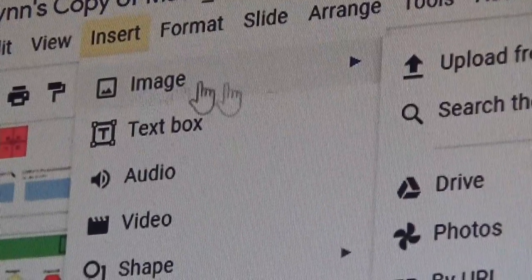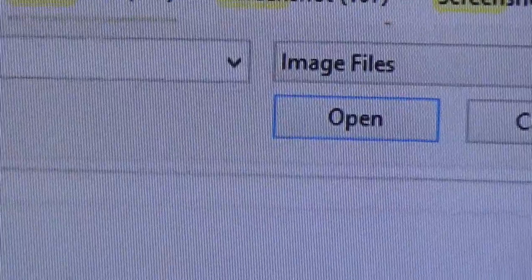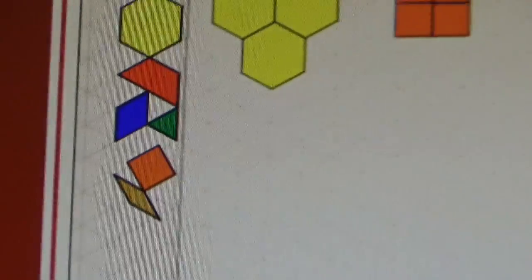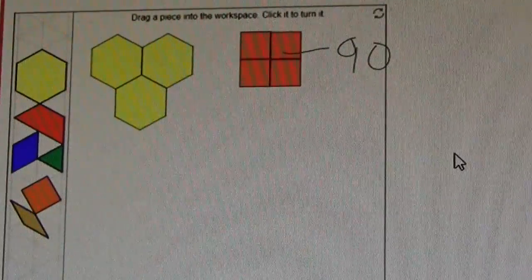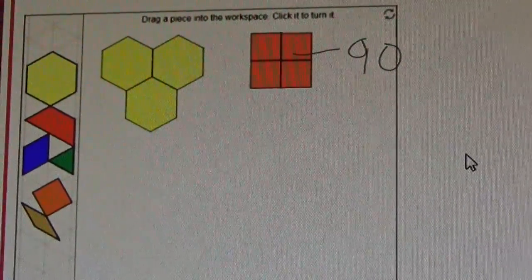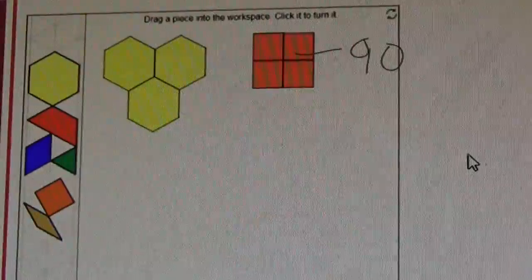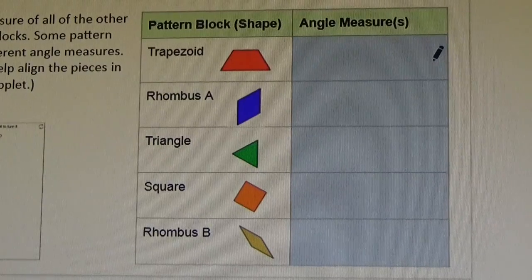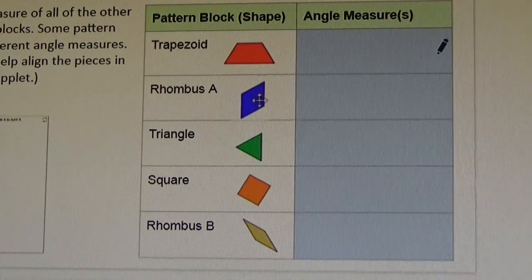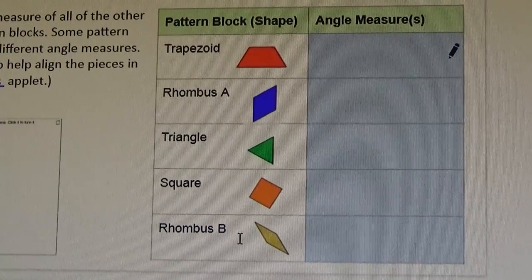insert, image, and upload it from your computer. Find it in a folder and click open. And then you'll see your wonderful work right here. Then you'll have a record of your work in your slides. You can even use the drawing function in Google Slides to label the angles. And you can look at it to remind yourself of how you found the measurement of all the angles inside each pattern block. Once you have all the angle measurements for these pattern blocks, which are polygons, then you're ready to go to slide F.